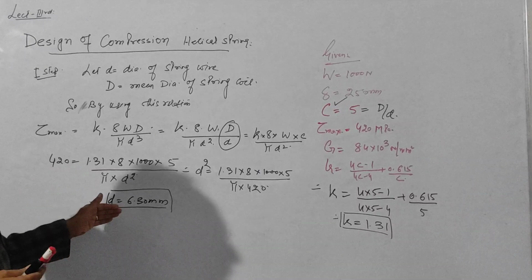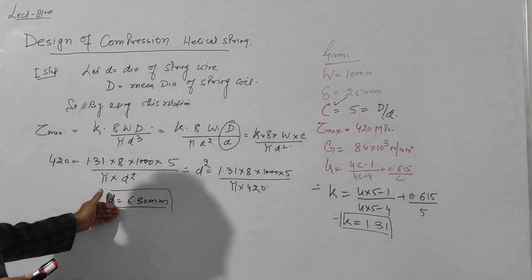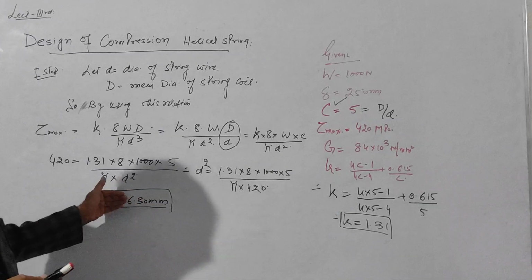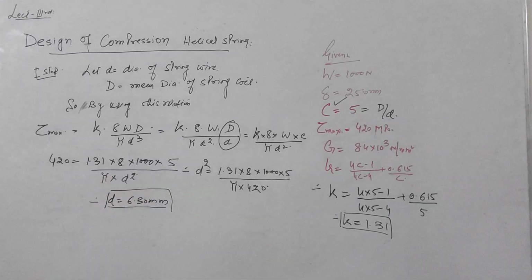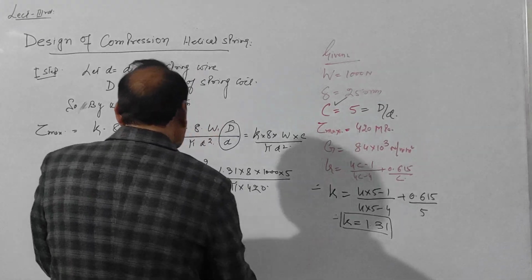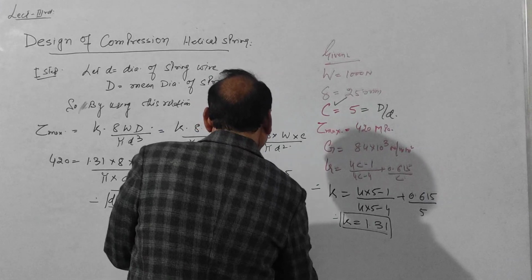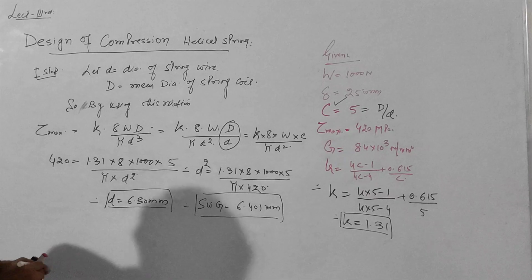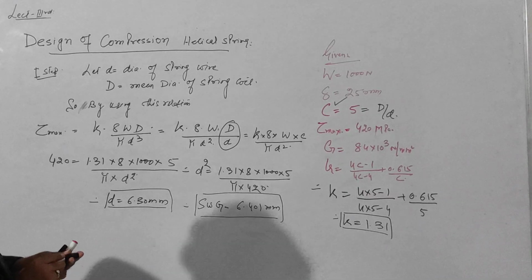Now you just see from the data book the standardized value of this. So the standardized value of 6.30, at this range, you see what is the standardized value. You also check from the book. So your standardized value is SWG 3, 6.401 mm. Right? So you have calculated the diameter of the spring wire.